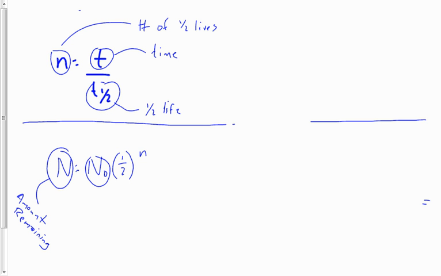N sub 0 would stand for the initial amount, the amount that we start with. And of course, little n, we've already identified that. That's going to be the number of half-lives.